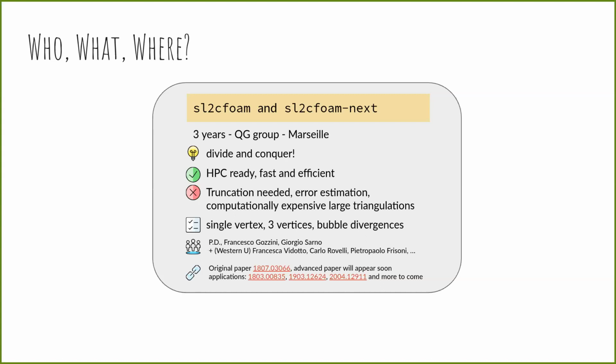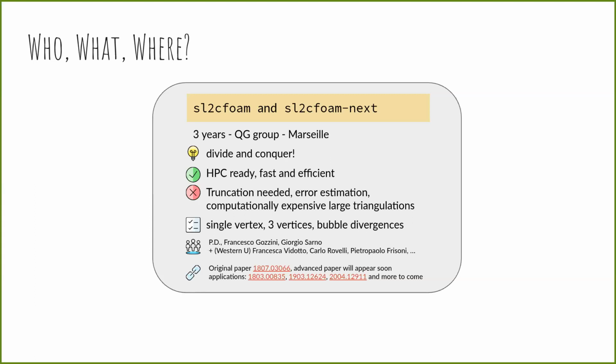The library is high-performance computing ready, meaning that it's highly parallelizable, and it has been already used on clusters. So it's not just a laptop code. It's very fast and efficient. Unfortunately, its main limitation is that some truncation is needed to get a result. I will, of course, be back on this later in the second part of the talk.